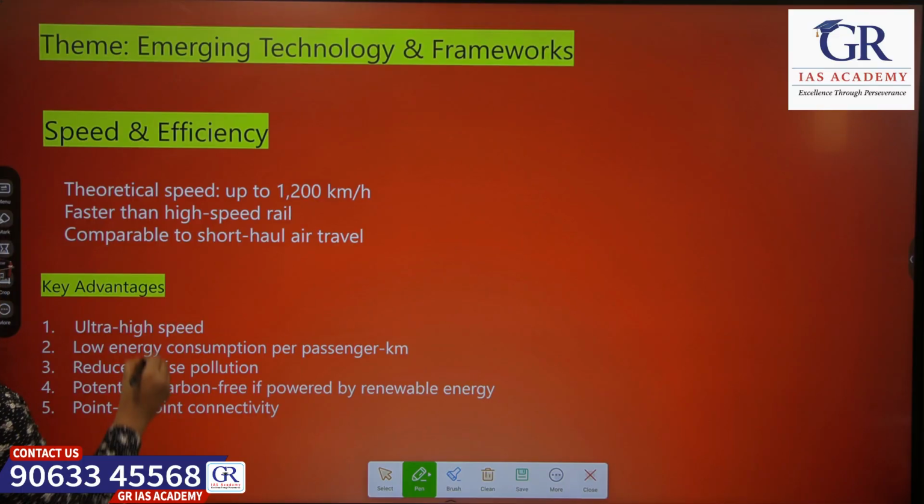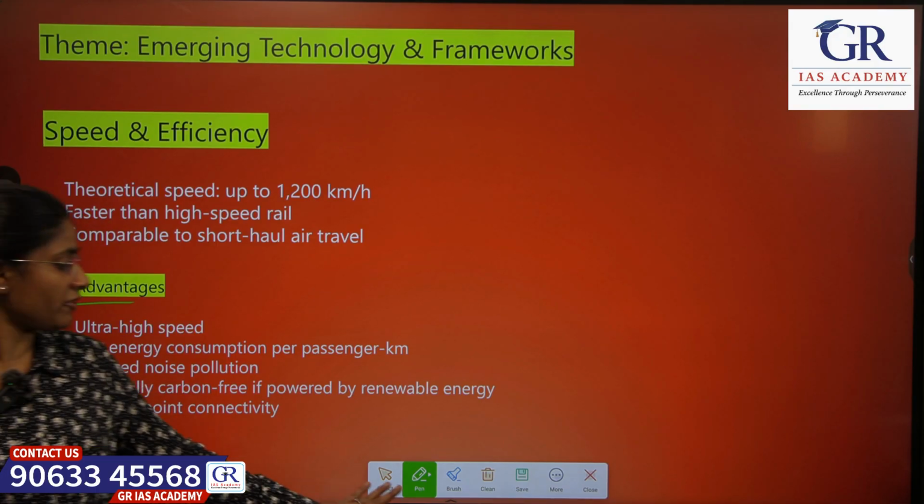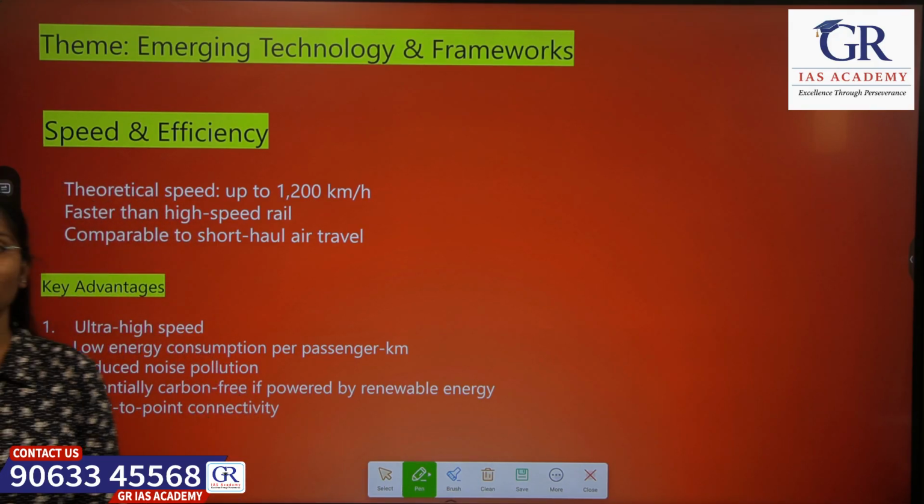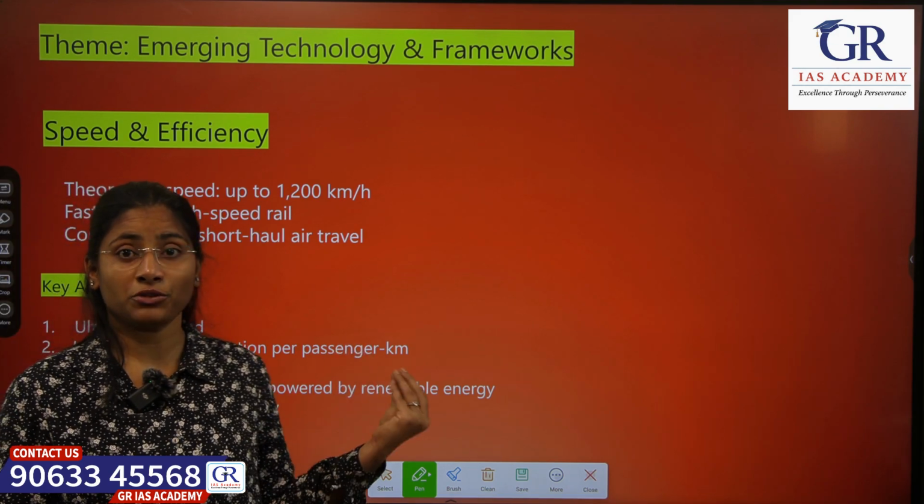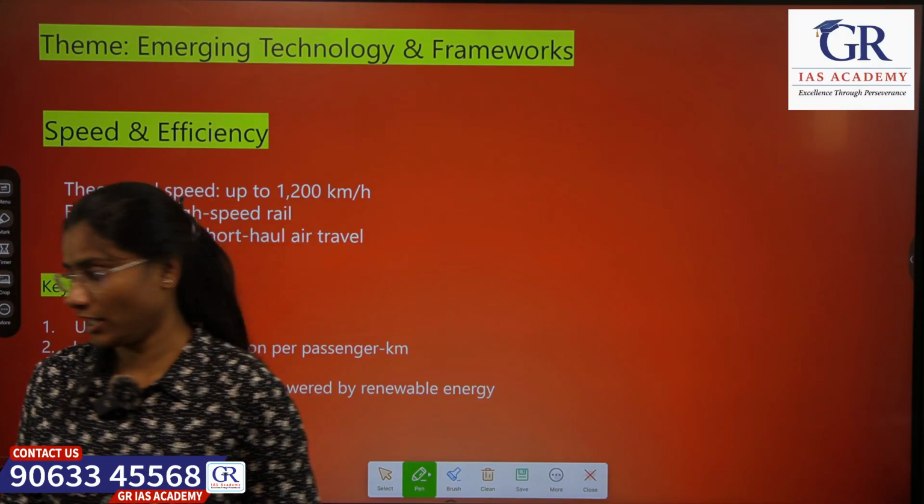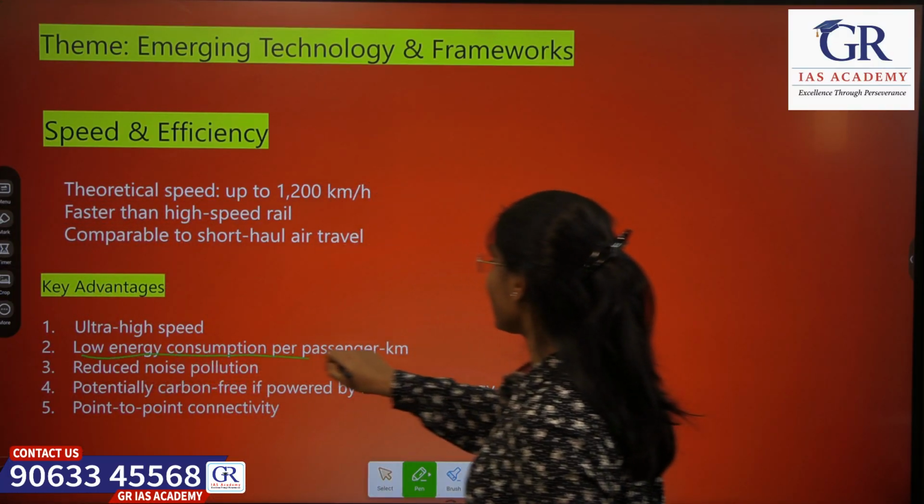So let's see what the advantages are. They give us ultra high speed, even when compared with the fastest transport we have. Even when compared to that, we will get a very high speed transport system by using hyperloop technology. And it uses low energy consumption.